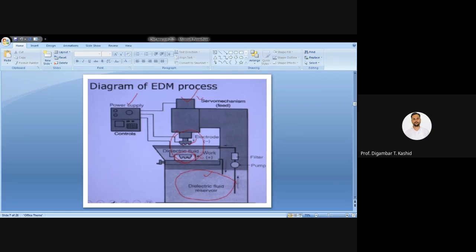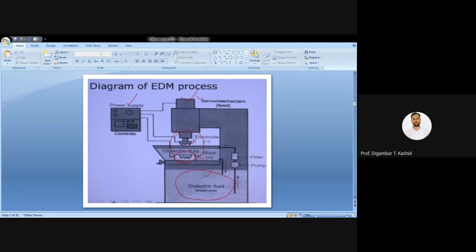Here you can see the workpiece is connected to the positive terminal of your power supply, so it will act as an anode. Whatever protrusion or shape is given to the tool, the same shape will be generated on the workpiece surface. Both the tool and workpiece are immersed into the dielectric fluid. The tool is connected to the negative terminal of the power supply, and the workpiece is connected to the positive terminal of the DC power supply. That we know.